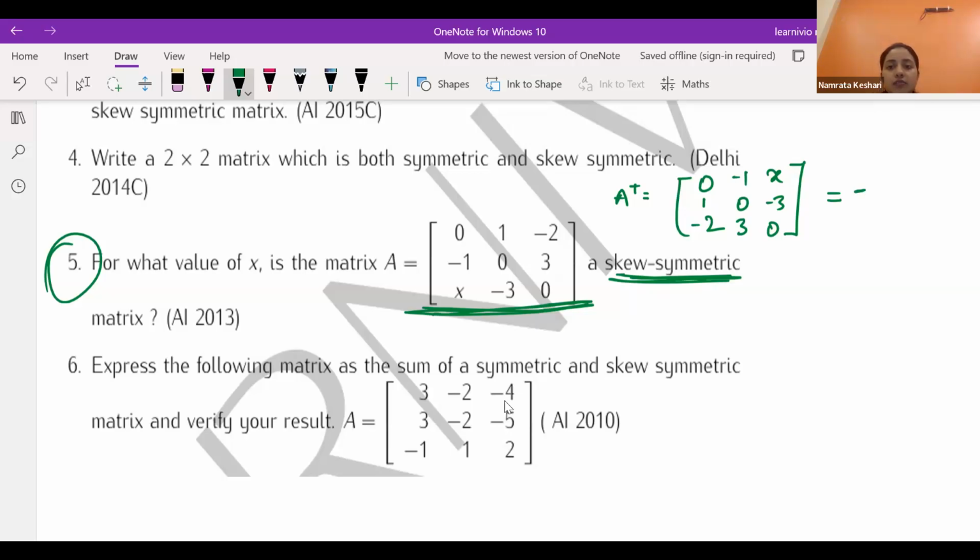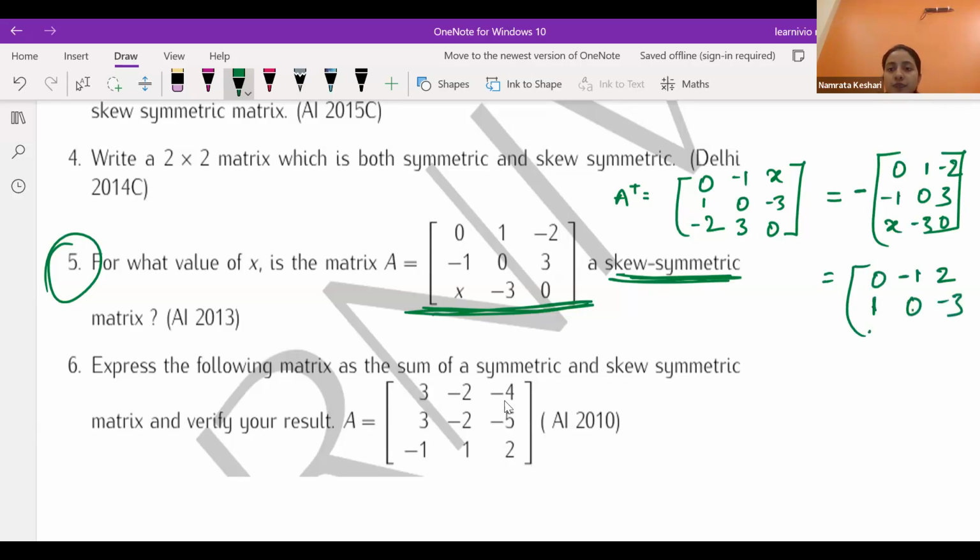So minus A, the matrix A is already given to us: 0, 1, negative 2, negative 1, 0, 3, then x, negative 3, 0. Then this minus we will take inside. So it will be still 0, negative 1, just 2. This is 0, this is 1, 0, and negative 3. Here we are having negative x, just 3 and 0.